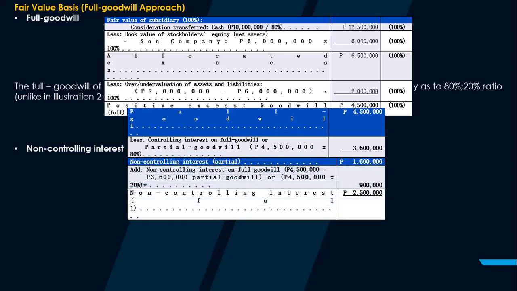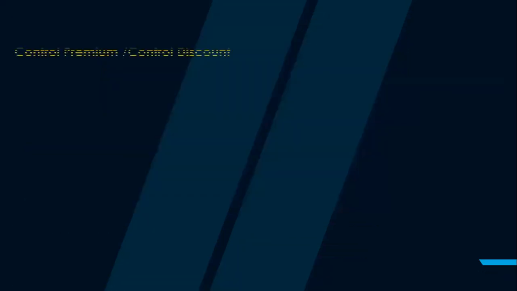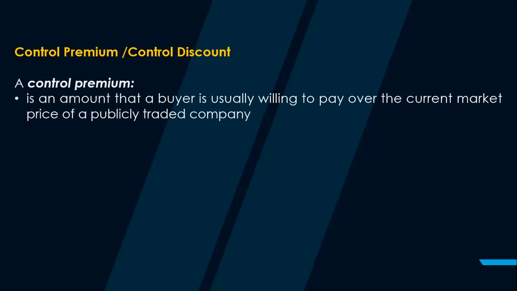900,000. So the non-controlling interest partial of 1.6 million, then we have to add the non-controlling interest on full goodwill equal to 900,000. The non-controlling interest is 2.5 million. So we have now the control premium or control discount.